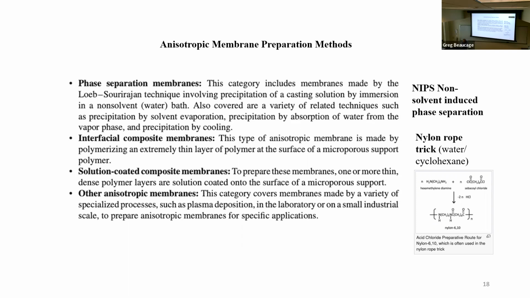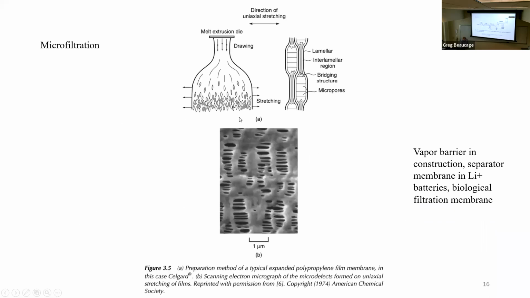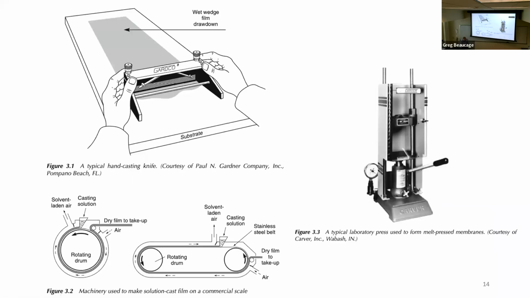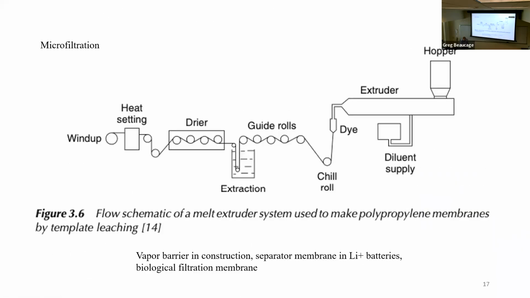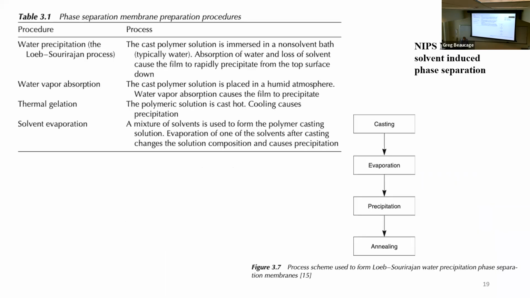So let's see. For the porous membranes, we already talked about these phase separation methods. There's this idea, this is cellulose membranes, and then basically you do a solvent, non-solvent. You dump it into water and it phase separates. That's kind of the idea. That's shown in one of these processes here. Anyway, it's shown somewhere here.